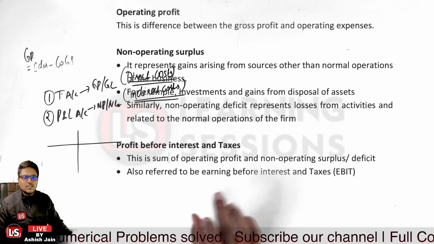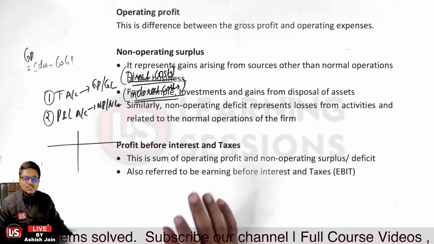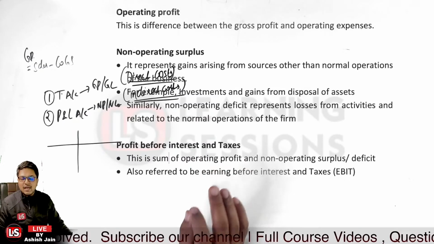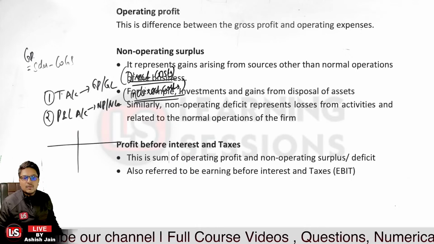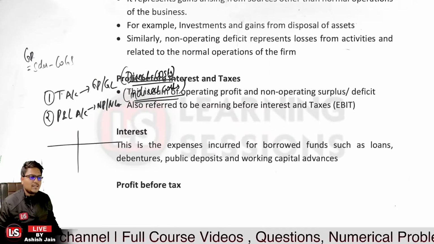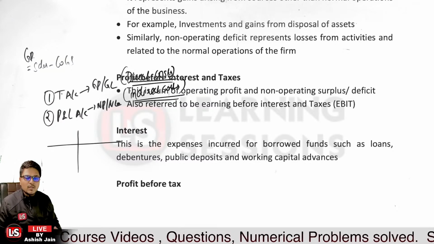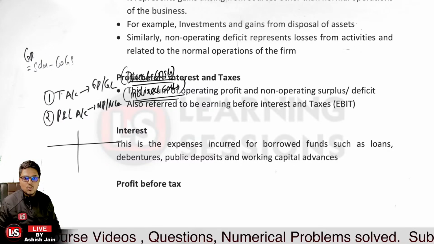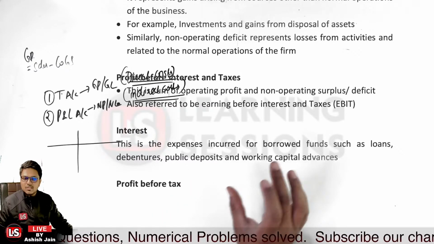And the sum total of these will be equal to the PBIT itself. You have not charged any interest cost, or subtracted the taxes. That is the PBIT, profit before interest and taxes. And what is interest? Whatever amount you have borrowed, such as loans, debentures, public deposits, working capital, that is the interest amount that will be charged upon that.